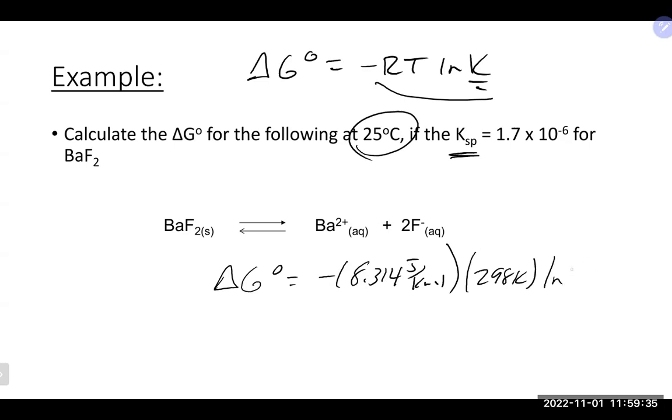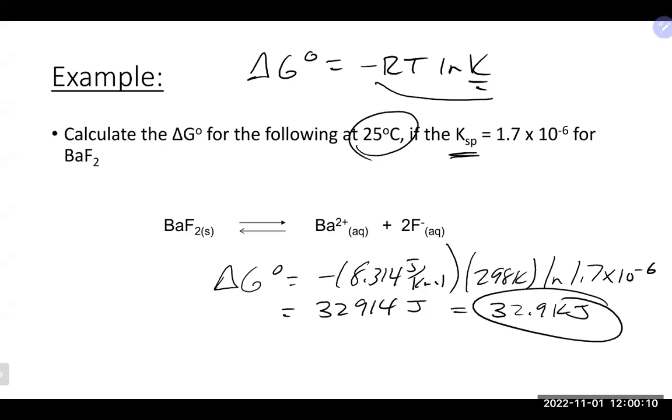The natural log here of our K, 1.7 times 10 to the minus 6. That then gets us natural log 1.7 exponent button minus 6 times 298 and times 8.314. And that will get us 32914. These will be joules at this point. Remember that delta G is typically given in kilojoules. So if we divide it by 1,000, we're looking at something like 32.9 kilojoules in this case.